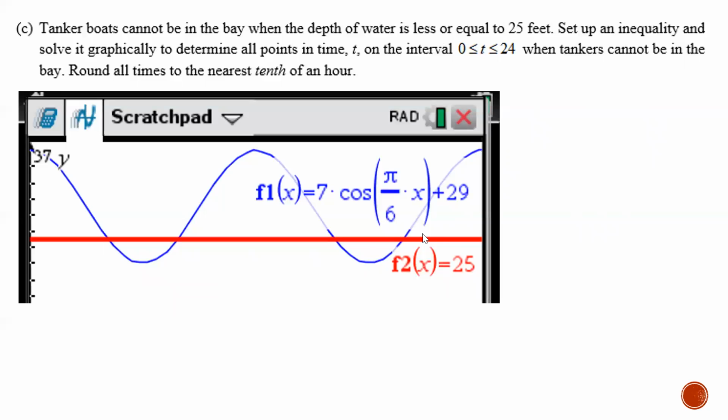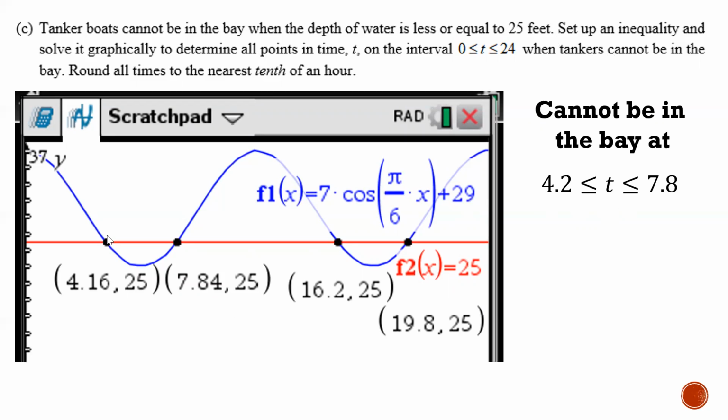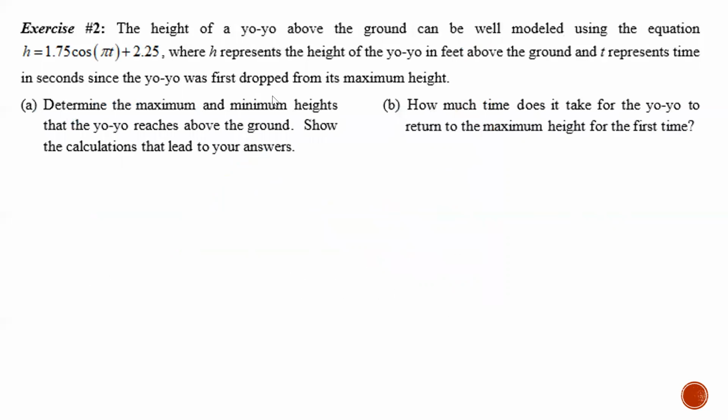So you would need to be able to graph this thing. We would put in 25, and then we would do the intersection points. So he can't be in the bay at 4.2 hours to 7.8 hours, and he also can't be in the bay from 16.2 hours to 19.8 hours. Okay. Boom, boom, boom.